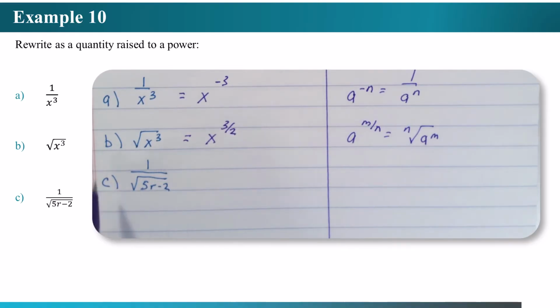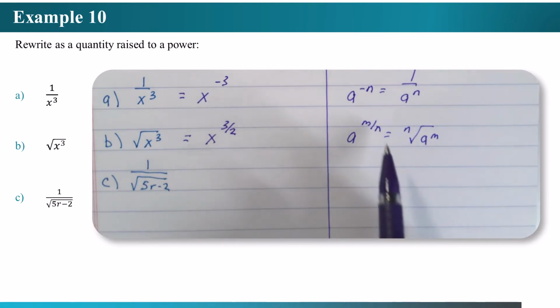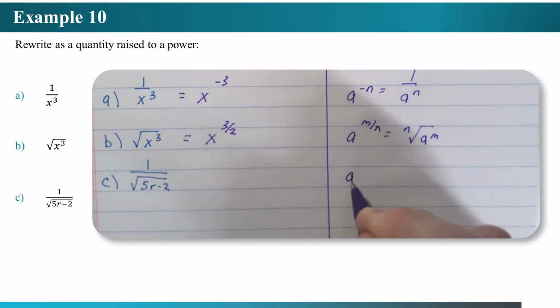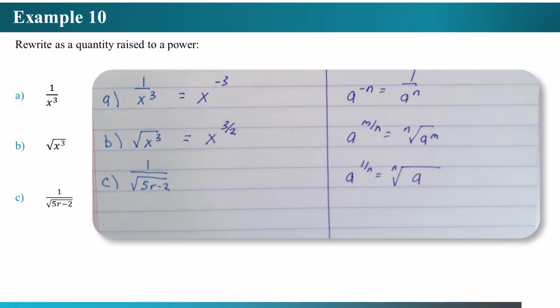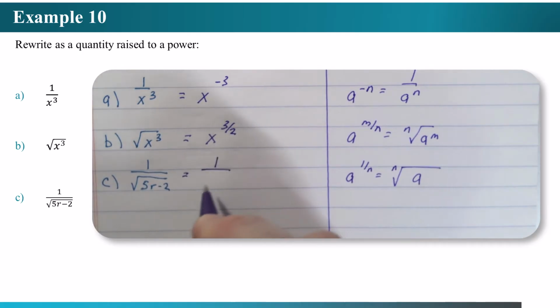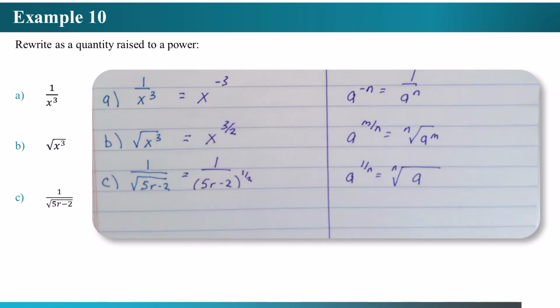Well, now in this case, I see that I've got something here, the square root of it. And I've got another property here. It's really just a special case of the second one that tells me that if I've got a to the 1 over n, that's just the nth root of whatever a is. And so I'm going to rewrite this as 1 over (5r minus 2) to the 1/2, since that's the square root.